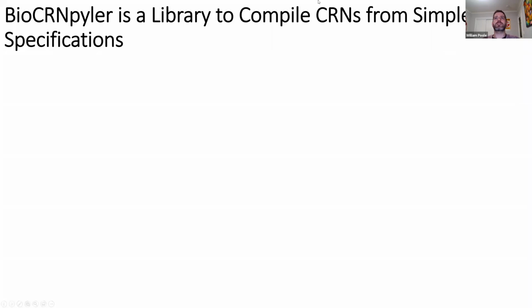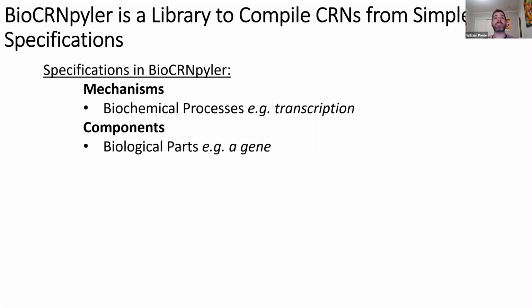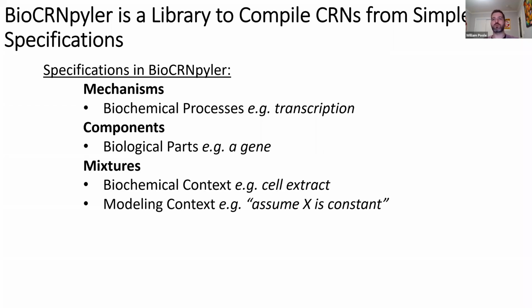Biocompiler takes all of these things and combines them. It tries to be a unifying framework for all the different types of compilation I just showed you. And on one hand, it's a library to take simple specifications and produce complex implementations. And that library consists of a couple things. It takes mechanisms, which are biochemical processes like transcription. It takes components, which are biochemical parts like a gene. And it takes mixtures, which are context.